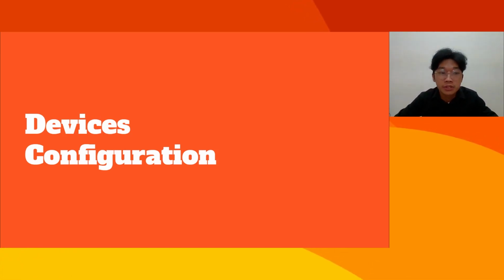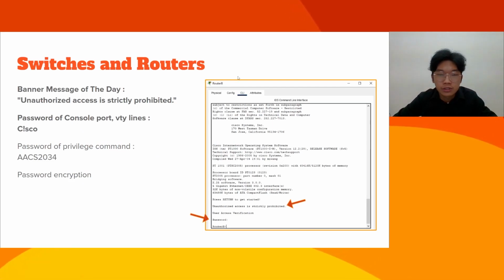Lastly, I will present the device configuration, which is the switch configuration, router configuration, and also the end device configuration. First, the switch and the router have the same configuration. I have the banner message of the day, in short MOTD: unauthorized access is strictly prohibited. This will be shown at the command line interface.